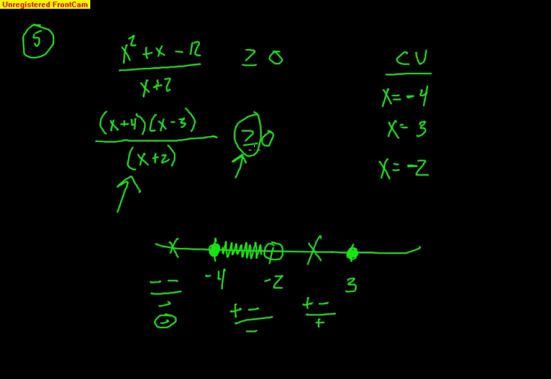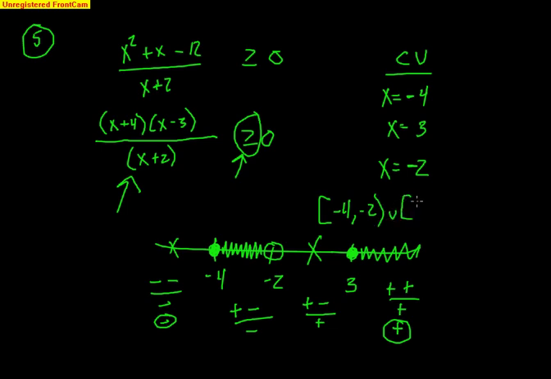Any number greater than 3, like 100. 100 plus 4 is 104, which is positive. 100 minus 3 is 97, which is positive. 100 plus 2 is 102, which is positive. And 3 positives is definitely going to make a positive, and I like positive outcomes, so I'm going to use those values. So my answer, my interval would be bracket negative 4 to negative 2 parenthesis, union bracket 3 towards infinity.